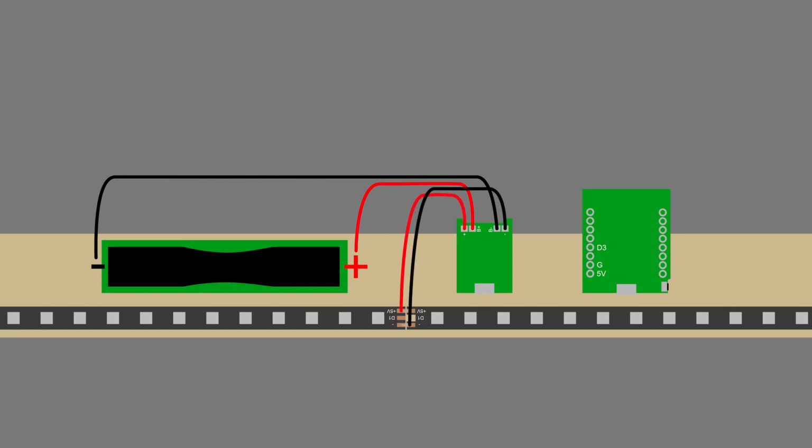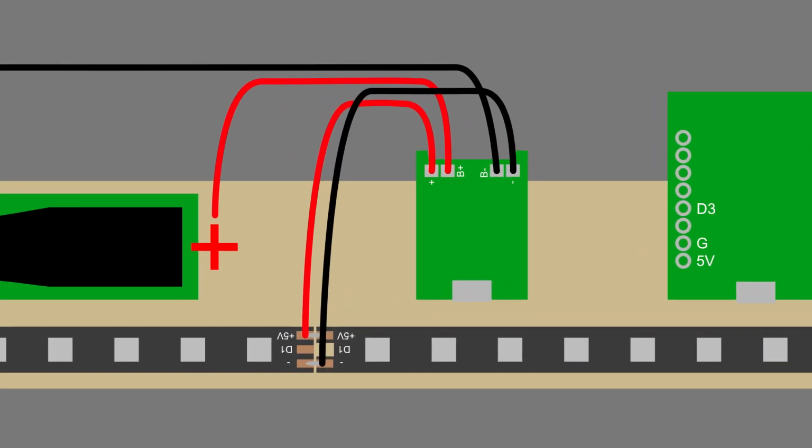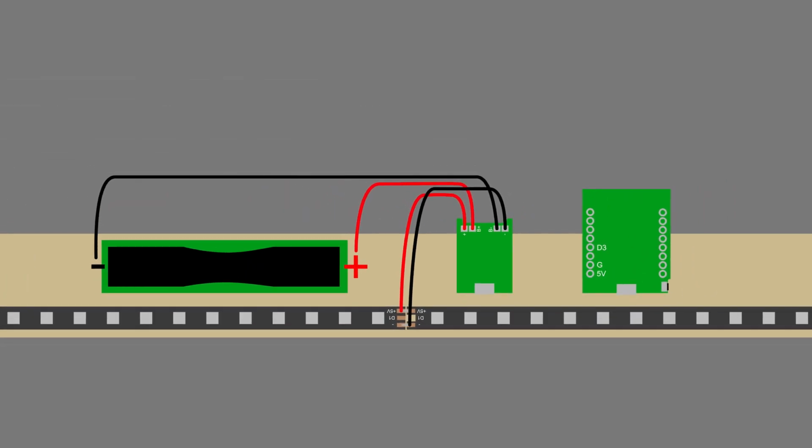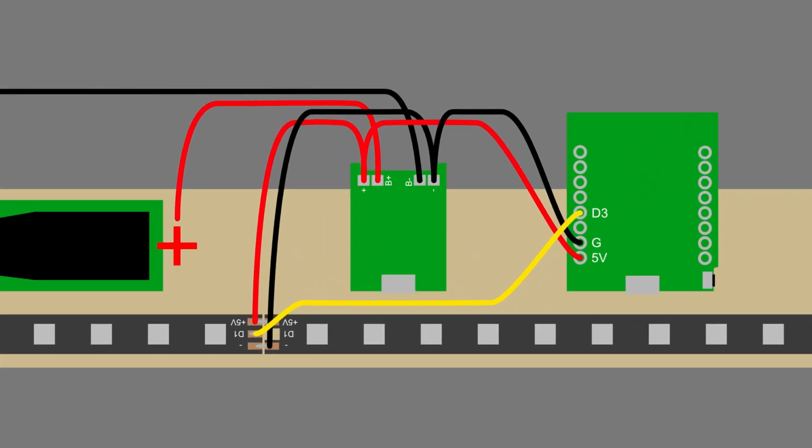Next, we'll solder the controller output to the LED strip. The plus pad on the controller should connect to the plus 5 volt pad on the LED strip, and the minus pad on the controller to the minus pad on the strip. You'll need to connect the plus pad on the controller to the 5 volt pin, and the minus pad to the ground pin on the Wemos.